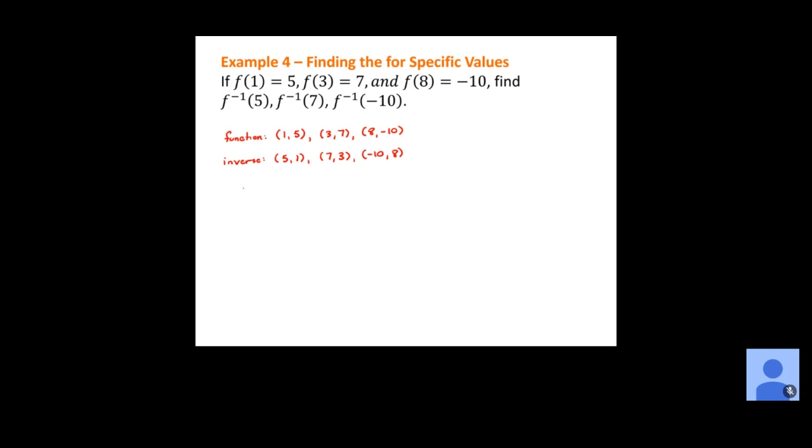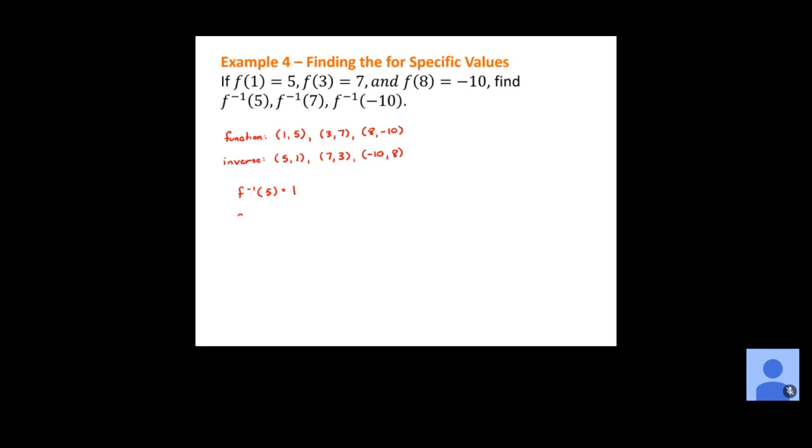So if I'm looking for f inverse of 5, I'm looking for the y value when x is 5 in my inverse function. Well, looking at that first point there, that means that f inverse of 5 is just going to be equal to 1.